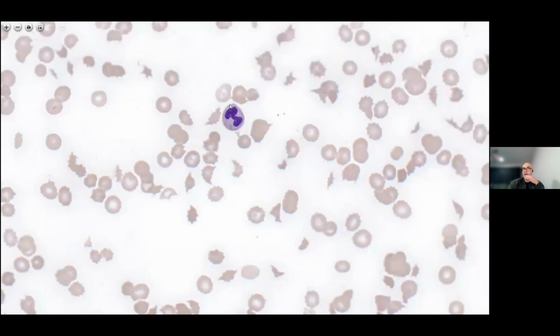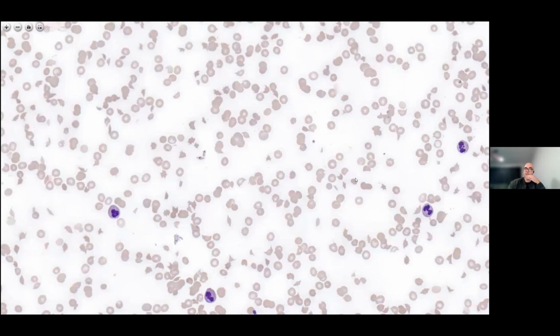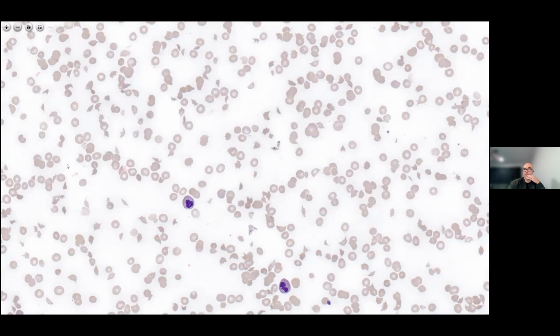So the white cell count was 4.1, which would be mildly reduced for a woman of 42 years old, at least for my laboratory. Maybe not for yours, but the most prominent cell, the most numerous white cell we're seeing when we're looking across this blood film, is mature neutrophils.